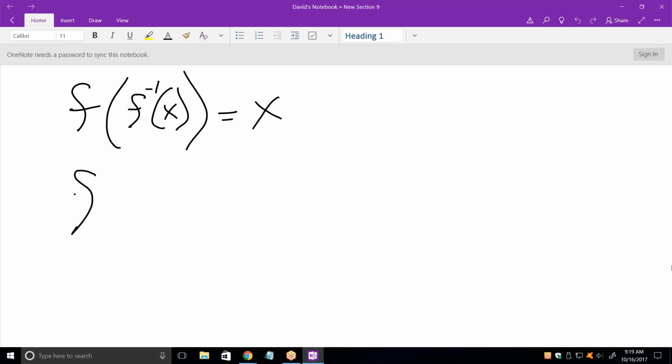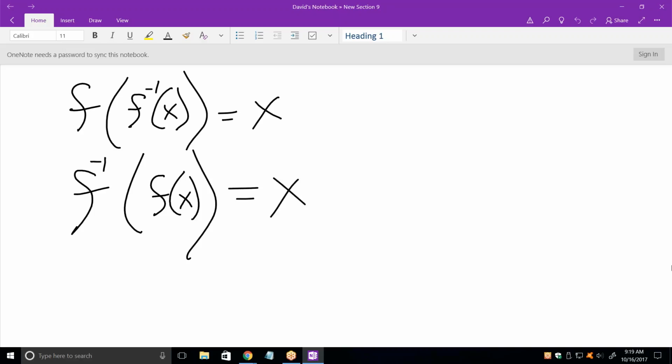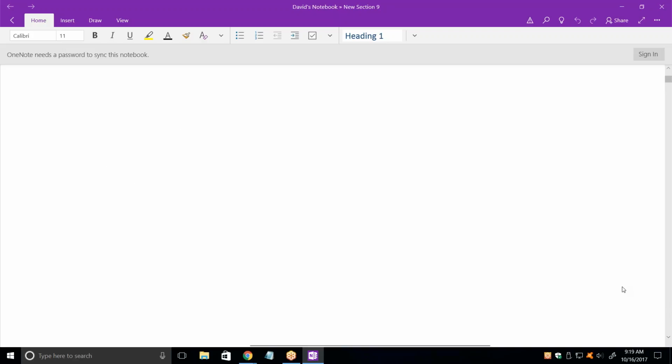Likewise, the inverse, f to the minus 1 of f of x, also has to be x. So if they give you two functions and they say prove one is the inverse of the other, just do f of g or g of f, either one of them, and if they produce x as an answer, then one is the inverse of the other. Oh, okay. So they're just inverses.